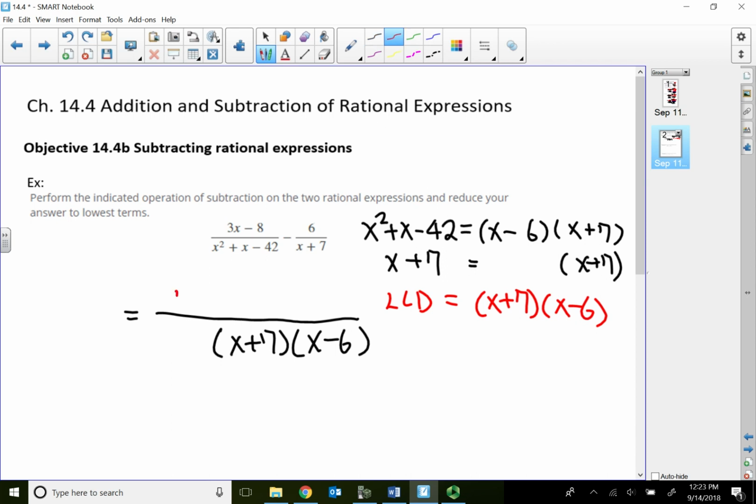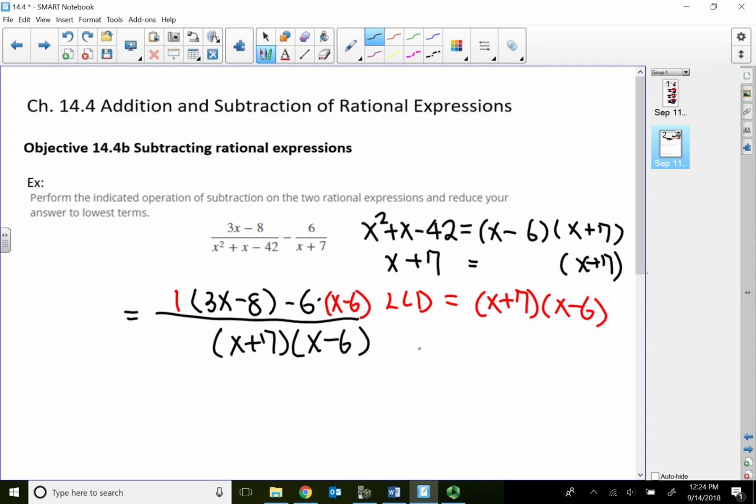So we take that one times our numerator, which is 3x minus 8, minus 6 times, second denominator, x plus 7, is missing the x minus 6. So that means the x plus 7 will go into the LCD x minus 6 times. So we take that x minus 6 times my numerator. All right, so this is my numerator now.